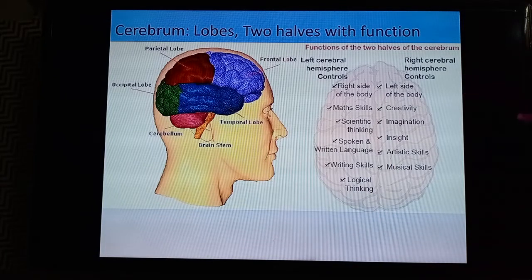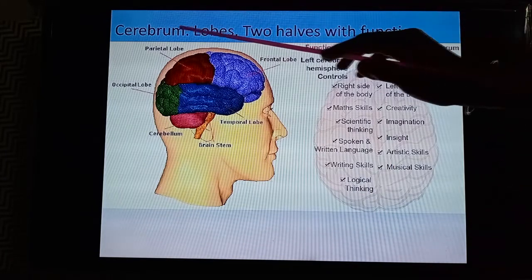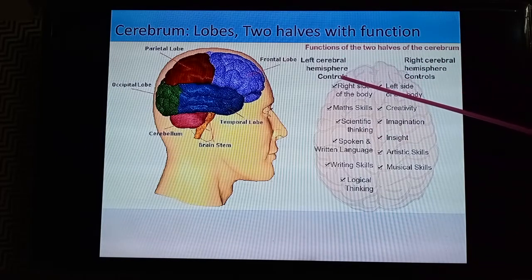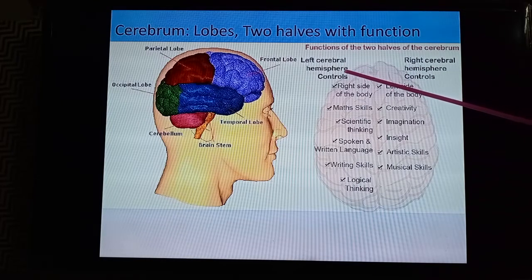Forebrain has two parts. First is cerebrum. Cerebrum is divided into exactly two halves. These halves are called cerebral hemispheres. One is left cerebral hemisphere and the other is right. Left cerebral hemisphere controls the functions of right side of the body, whereas right cerebral hemisphere controls left side of the body.